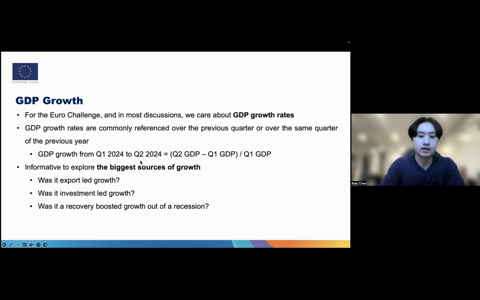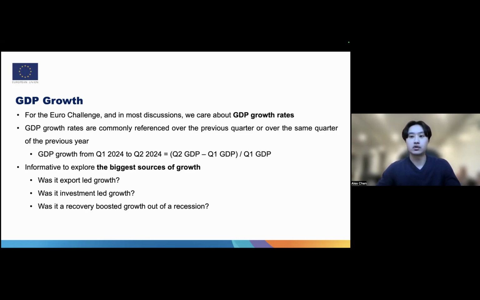And so looking at just a simple equation for that, right? If we're looking at GDP growth from quarter 1 of 2024 to quarter 2 of 2024, it'd just be quarter 2 GDP minus quarter 1 GDP divided by quarter 1 GDP. And then if you want to get a percentage form, you'd multiply it by 100, right?